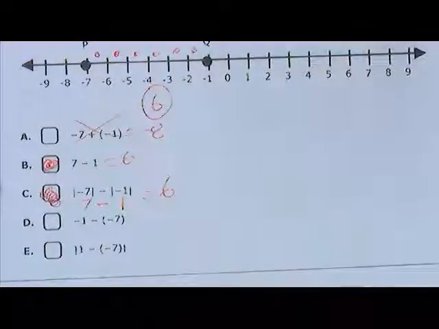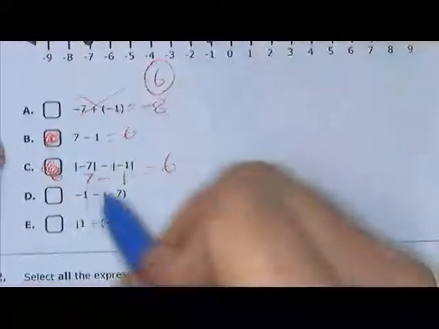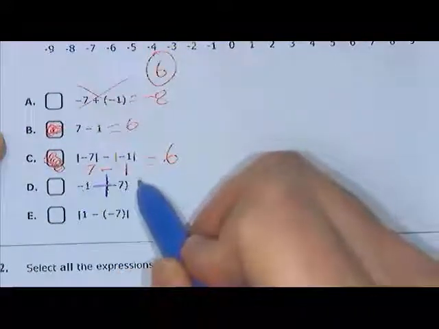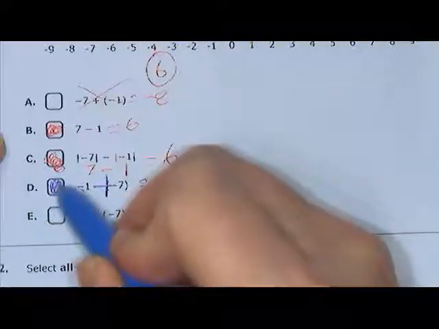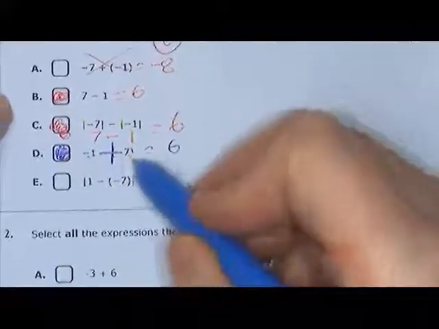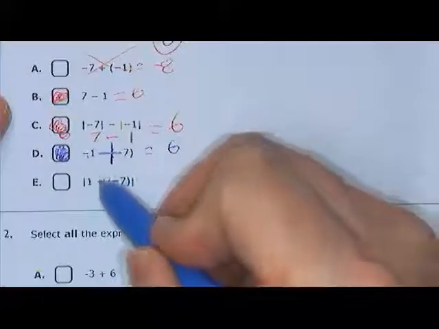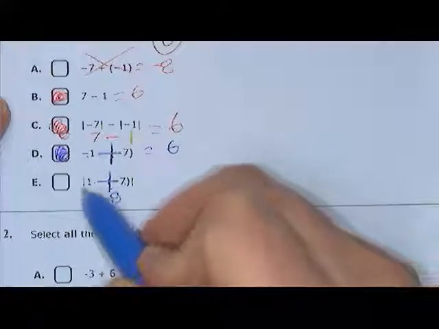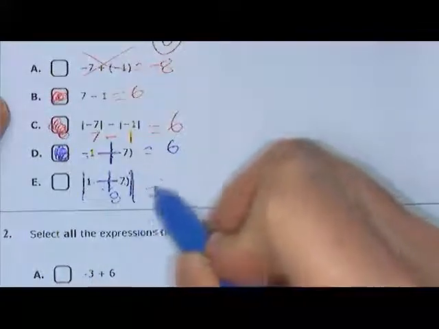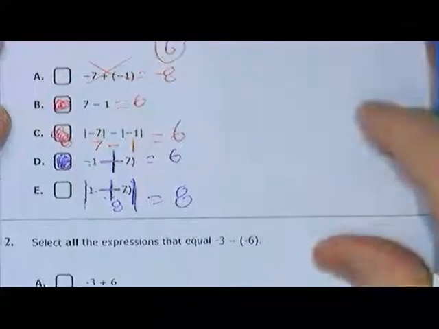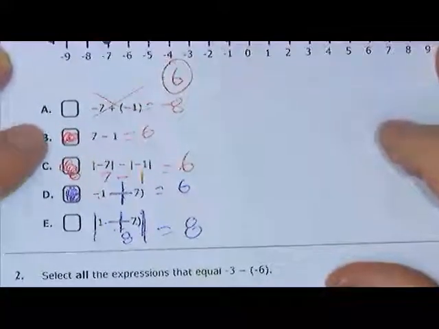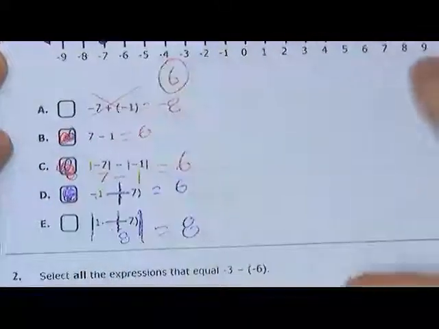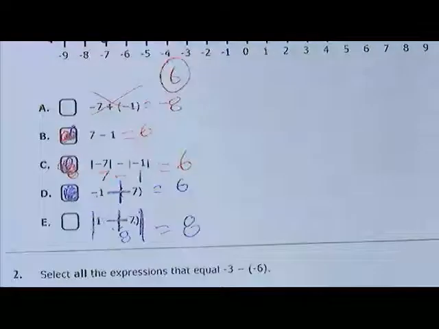I'm going to use a different color. All right, this makes a big plus. So I have negative 1 plus 7. That is 6. So this one works. All right, let's see. This is a big plus. 7 plus 1 is 8. And we're saying the absolute value of it, well, that would just be 8. So that does not work. All right, so these 3 work. They equal that distance of 6. Let's do another one like that.